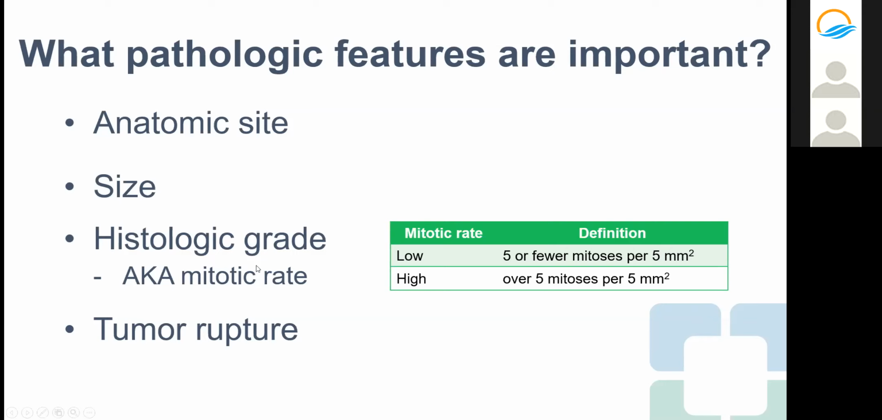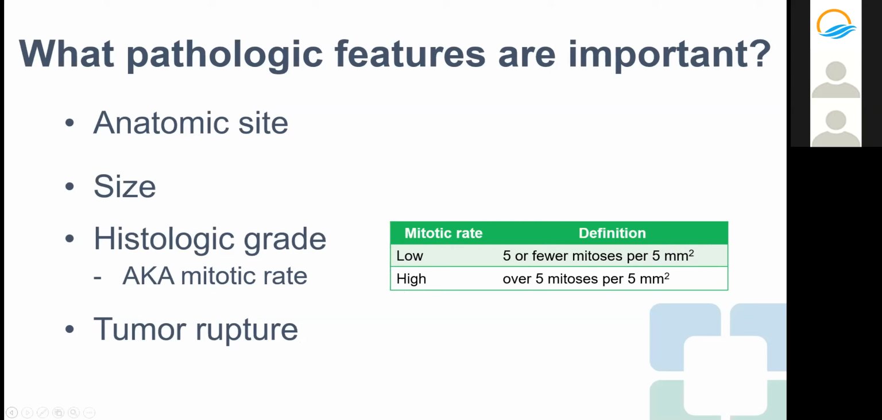Additionally, histologic grade is an important consideration in sarcoma staging and is determined by counting the number of mitotic figures in a given surface area of a tumor. The cutoffs for what counts as low versus high mitotic rate varies per tumor type, as does the surface area that's to be assessed. For GIST tumors, a low mitotic rate, which is equivalent to a low histologic grade, is 5 or fewer mitoses identified in a 5 millimeter square area of tumor. High is anything over 5 mitoses in that same surface area.